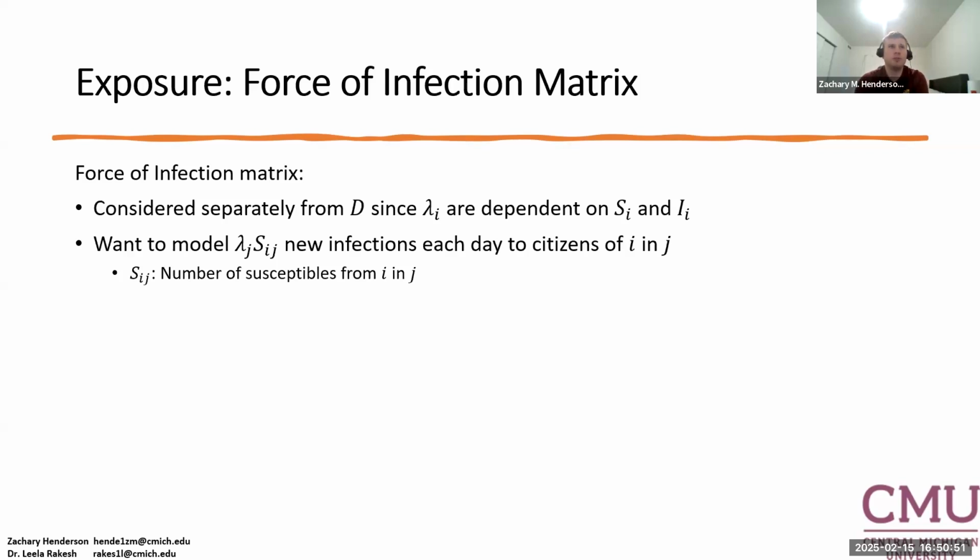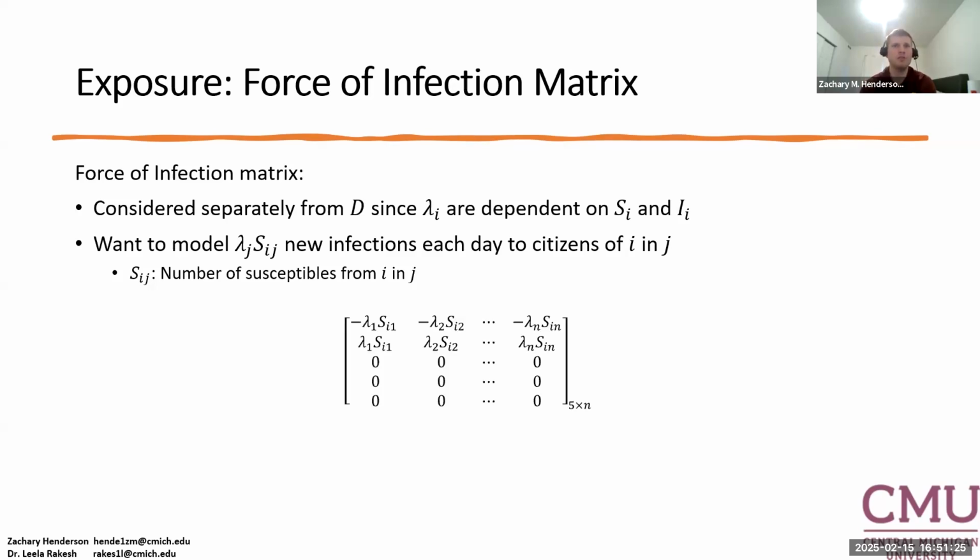So lastly, we also want to model exposure, which we're going to do through the force of infection matrix. In the original SEIR model, there was a single force of infection because we're only looking at one location, but because that's dependent on the number of infectious and the total population, that force of infection is going to vary depending on where we're at. So we want to model this lambda j S_ij, that's going to be the number of new infections each day to citizens of I who are currently located in J. And S_ij is just notation to say the number of susceptibles from location I currently in J.